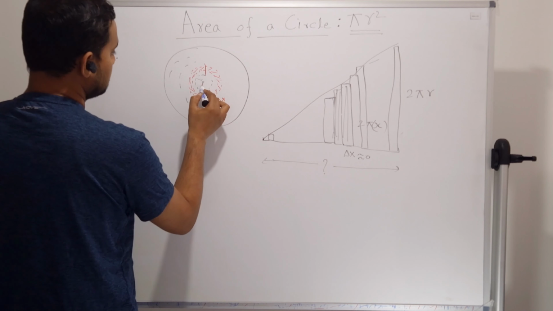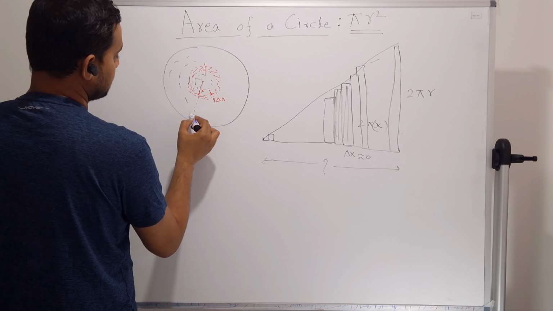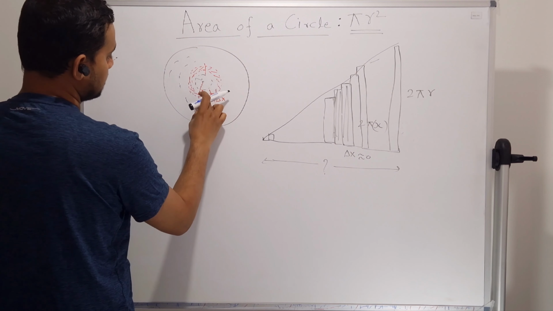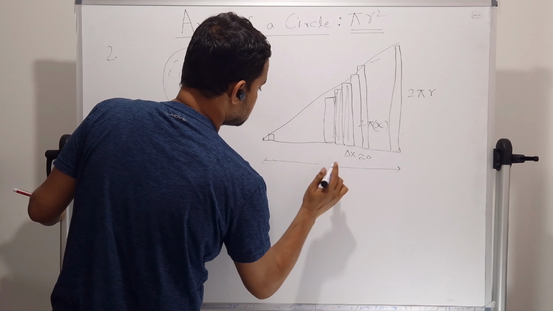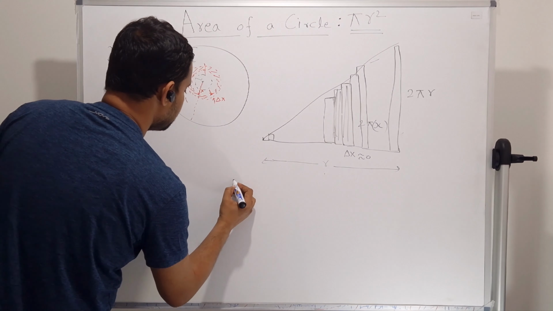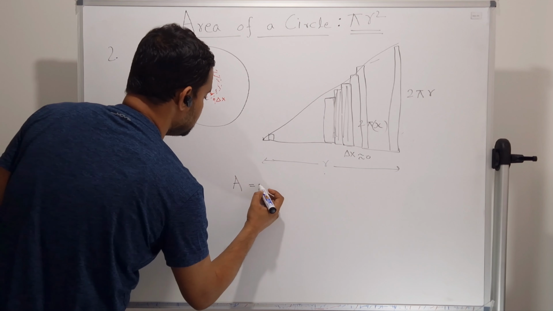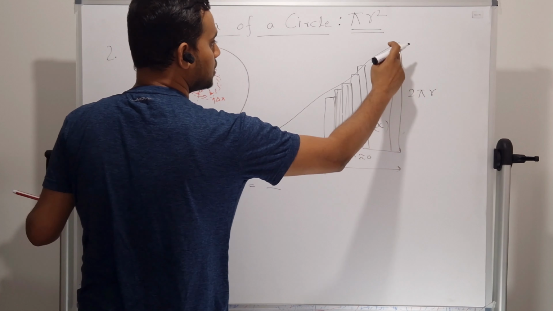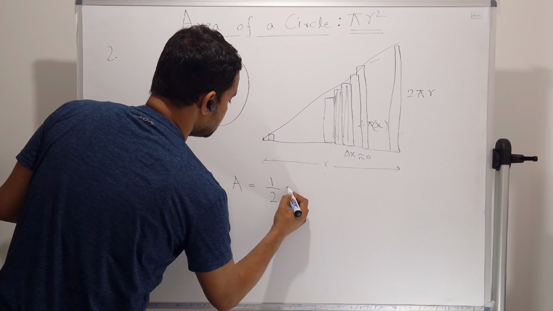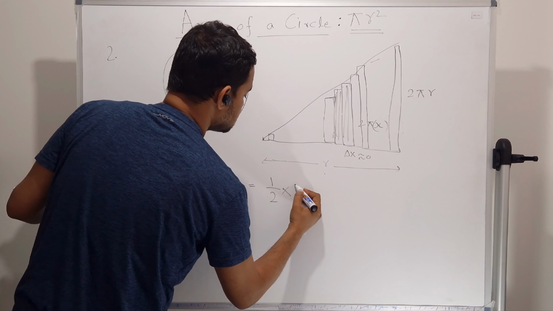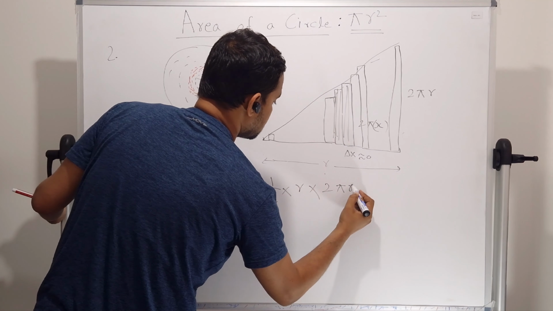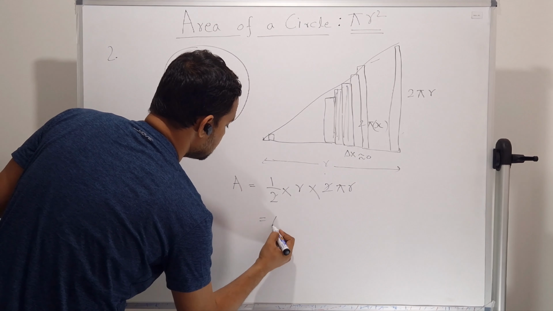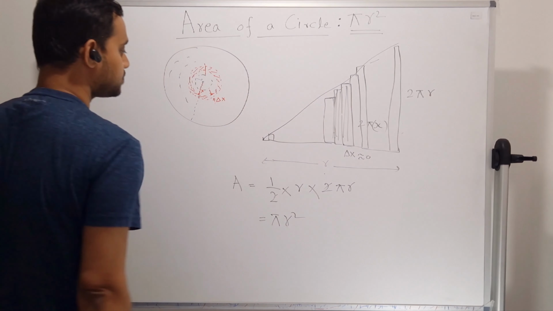Starting from the center, delta x, delta x, delta x, delta x. This is the width, delta x, right? Delta x, delta x. The sum of all these widths is the radius. So this is radius. And if I have to find the total area, A, we know that this is a triangle. Area of a triangle is half base times height, base r into height. Height is 2 pi r. Again, 2 and 2 cancel out, and we get pi r square.